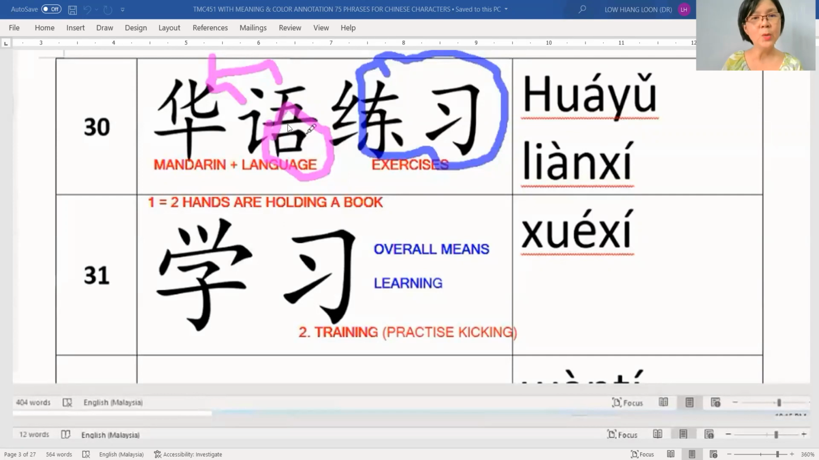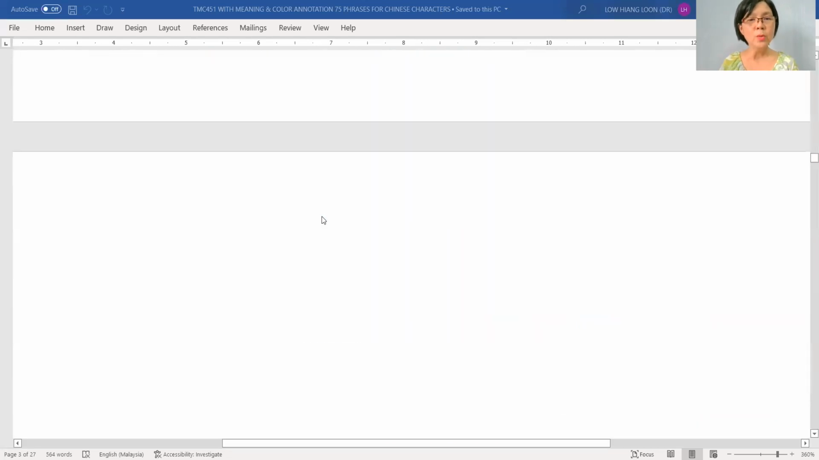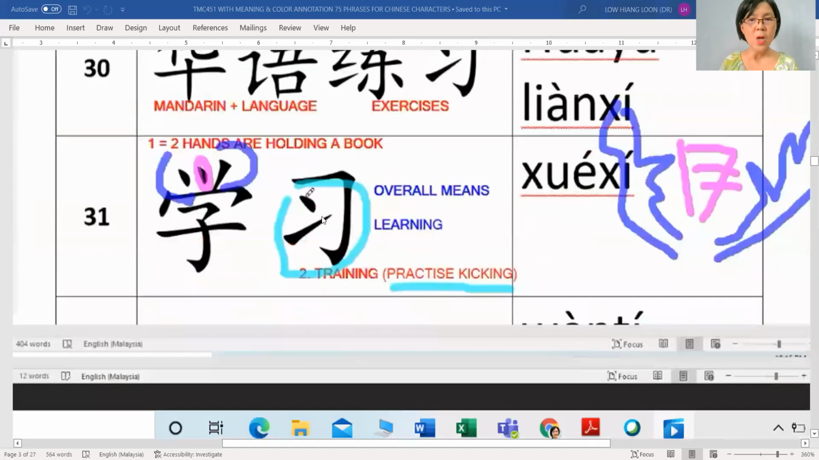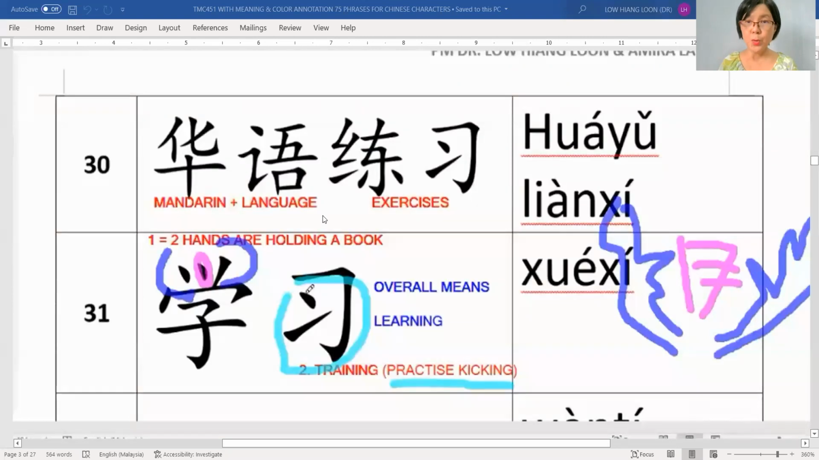Okay, and the yu, with the mouth at the bottom, and the hua. All right, and come to the one more because the si is related to this si. Okay, so this one, 3-1, 学习. So this part, the blue one, Lao Shi has enlarged.